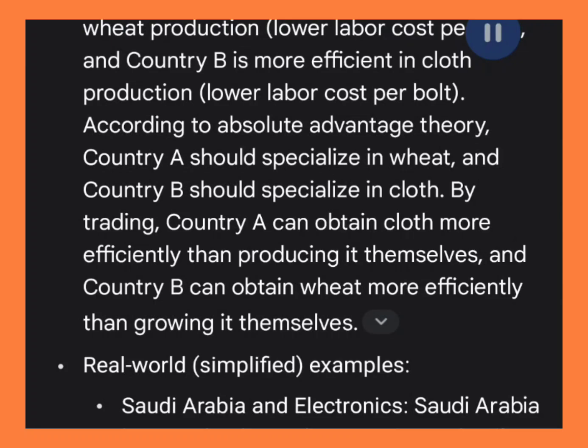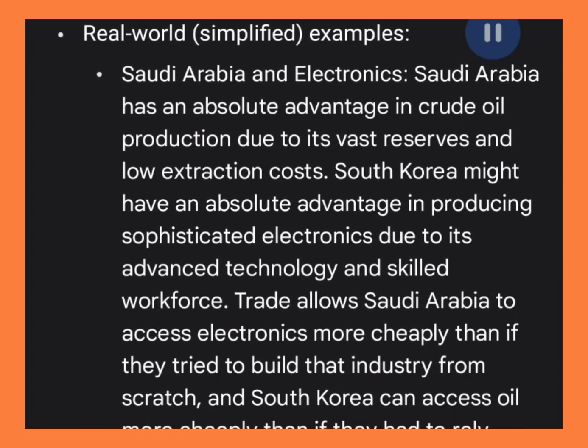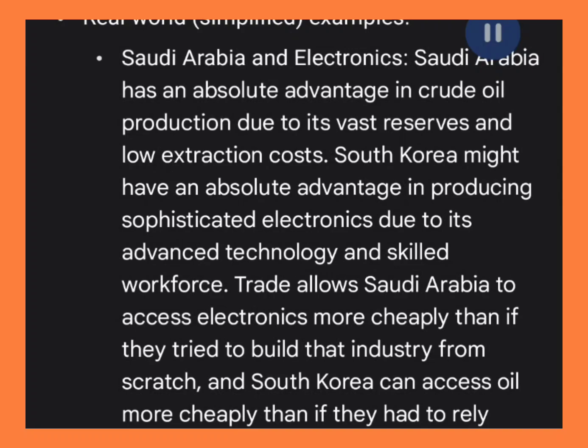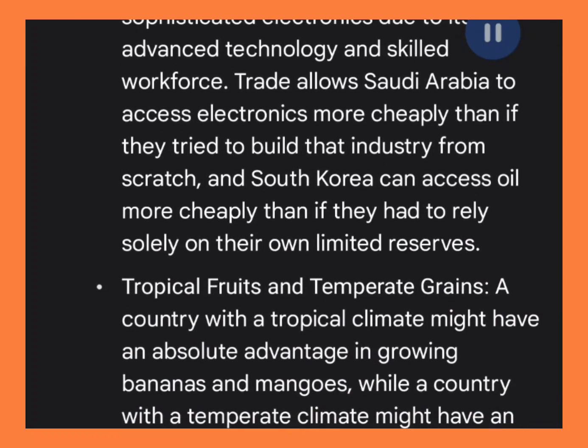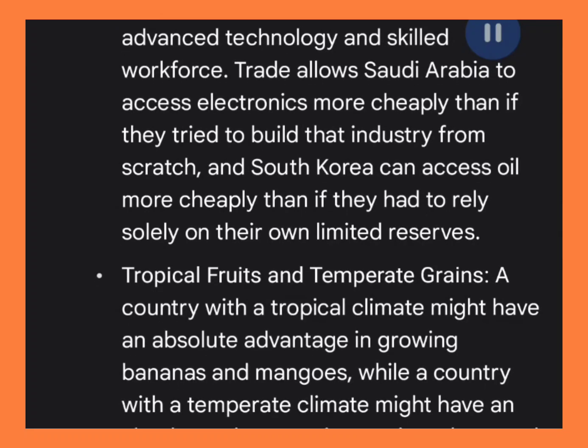Real-world simplified examples. Saudi Arabia and electronics. Saudi Arabia has an absolute advantage in crude oil production due to its vast reserves and low extraction costs. South Korea might have an absolute advantage in producing sophisticated electronics due to its advanced technology and skilled workforce. Trade allows Saudi Arabia to access electronics more cheaply than if they try to build that industry from scratch. And South Korea can access oil more cheaply than if they had to rely solely on their own limited reserves.